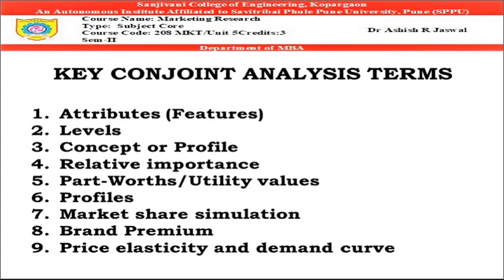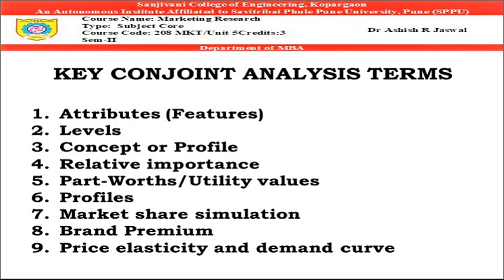Third is the concept or profile. It is nothing but the hypothetical product or offering. This is what we are trying to study: a set of attributes with different levels that are displayed at each task count. This usually has at least two to choose from.